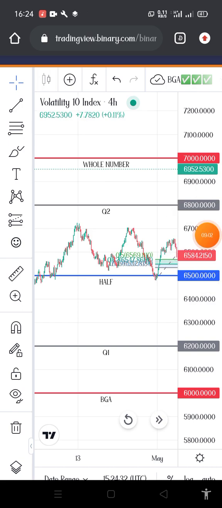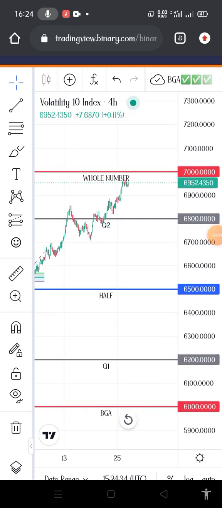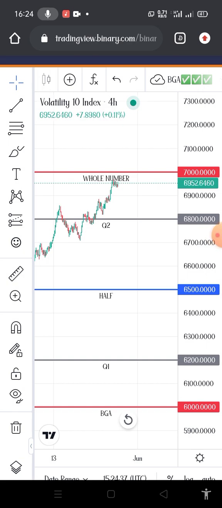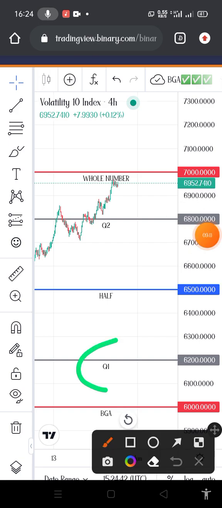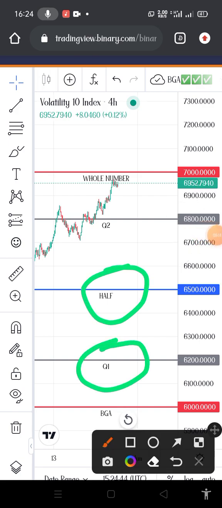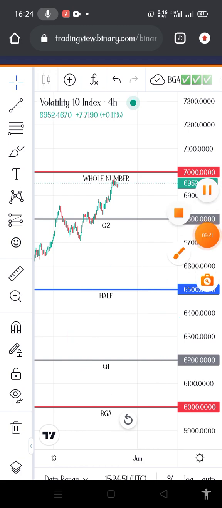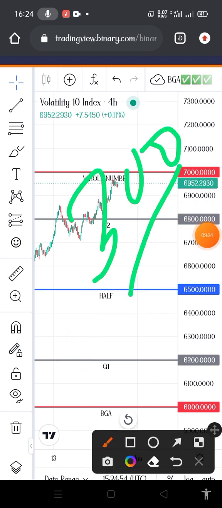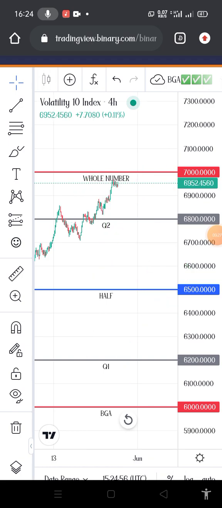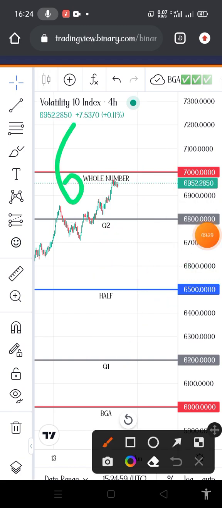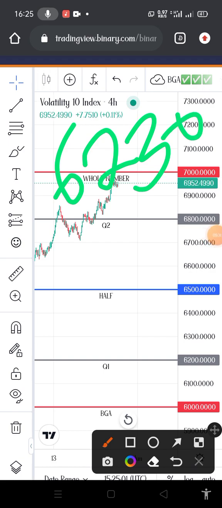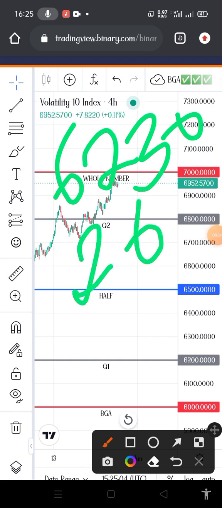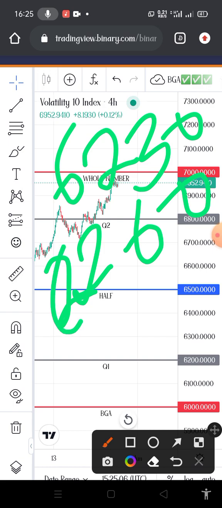If you want to use this on a smaller time frame, what you should do is divide these BGA numbers by 10. For instance, this is 6,200 and this is 6,500. The difference between 6,500 and 6,200 is 300. Now 300 divided by 10 is equal to 30. So what you do simply is 6,230, the next one will be plus 30 to 6,260. So you keep going like that. That's how you plot it.